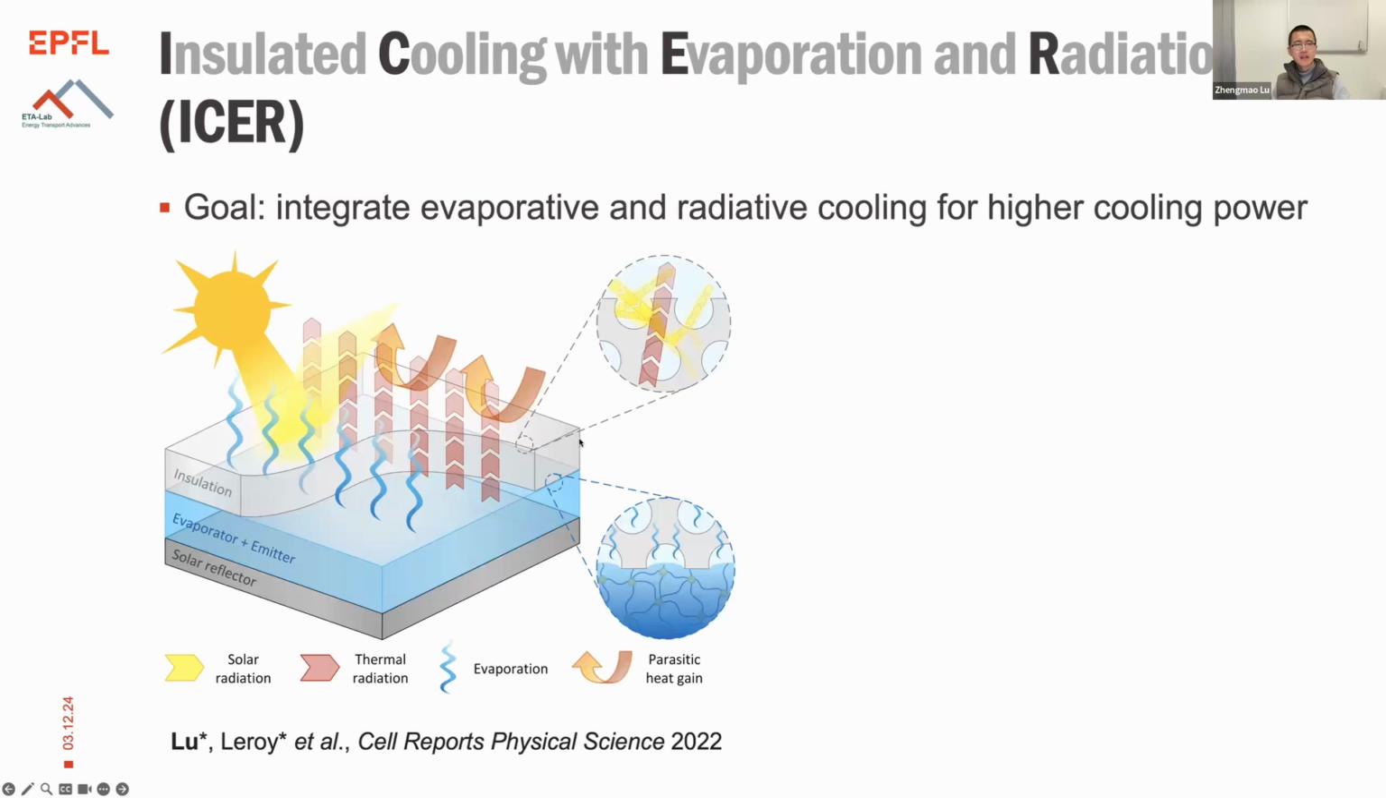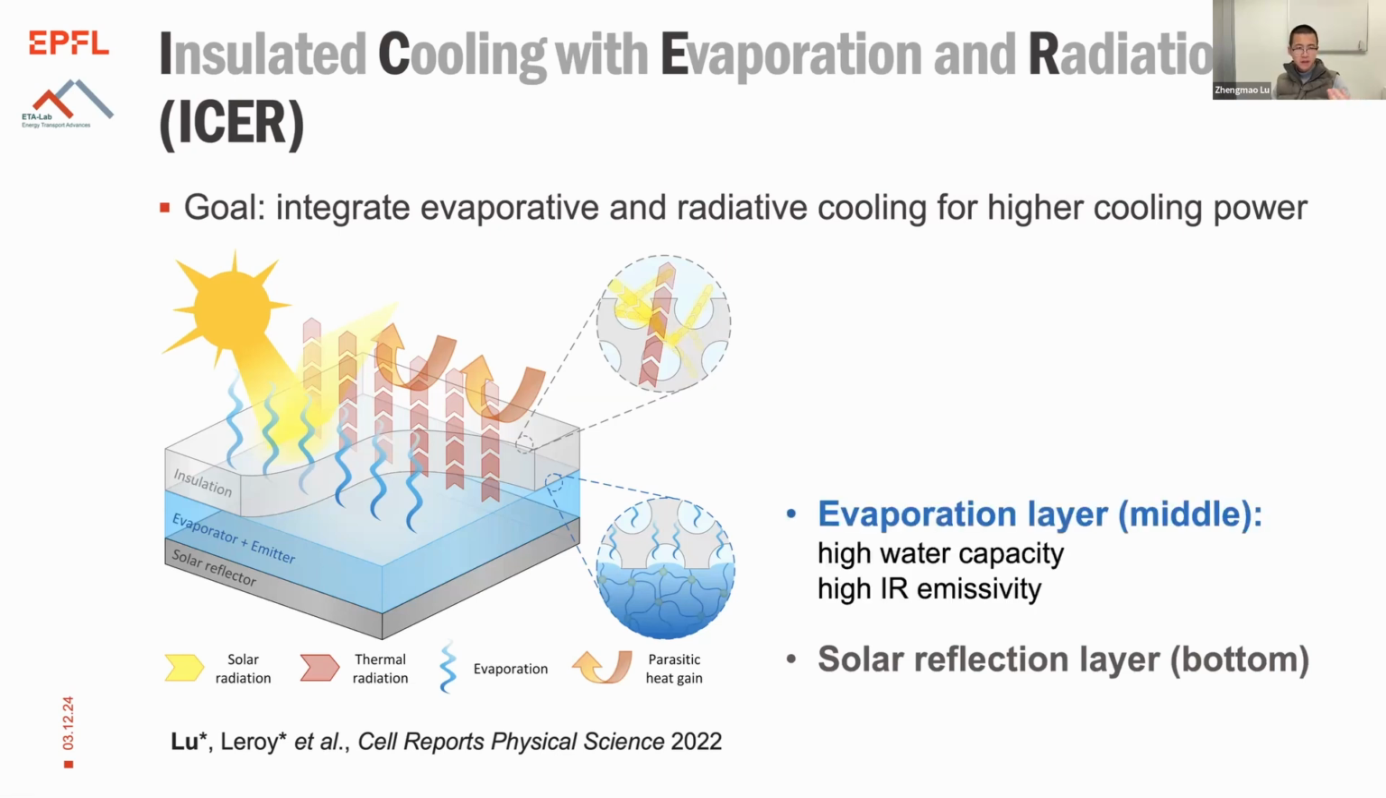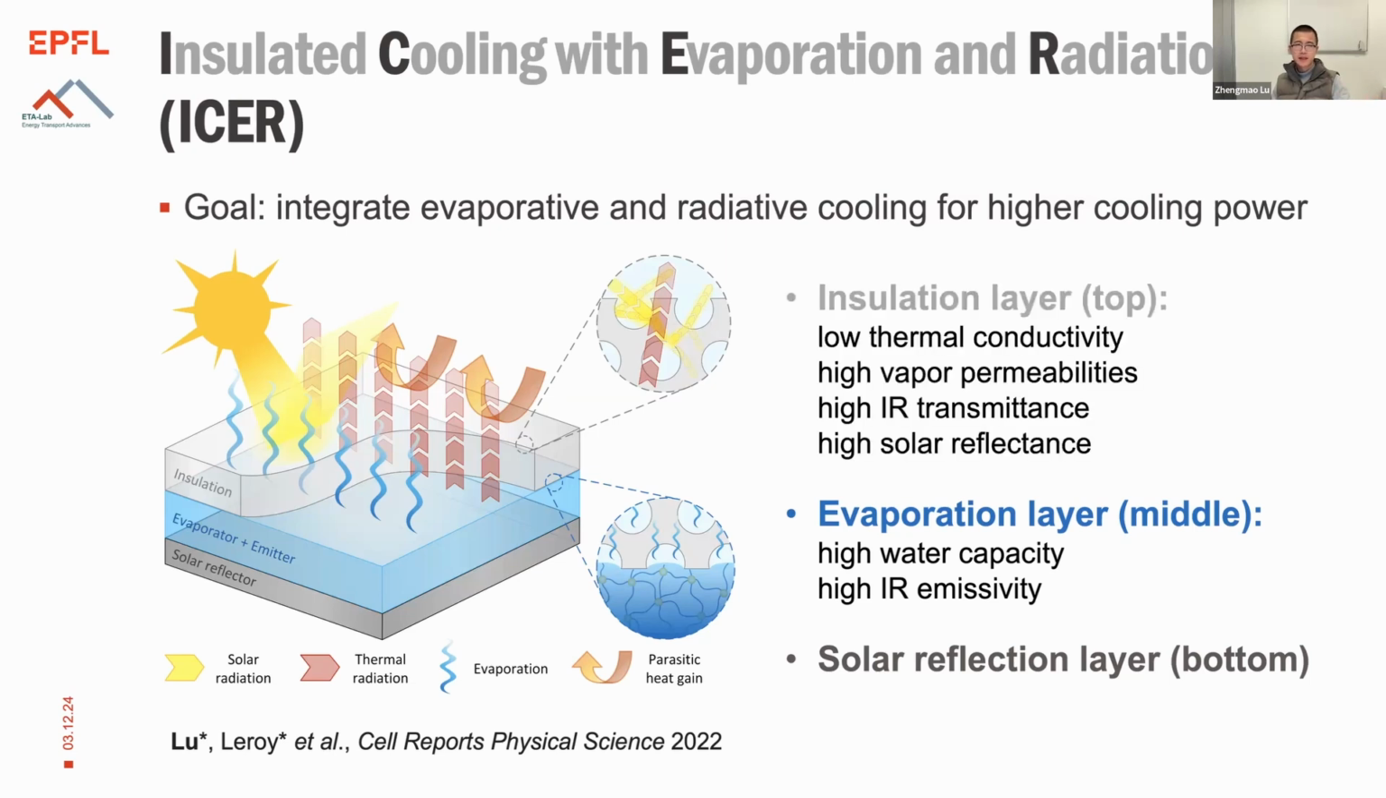So here is how the architecture looks like. From bottom to top, first you have a solar reflector that is reflecting whatever sunlight is going to reach that surface, which is not going to be a lot. And in the middle, we have basically a water layer that will do evaporation and also IR emission, because water has pretty high IR emissivity. And on top, I'll say that's the key functional unit. That's our insulation layer. So it does two things.